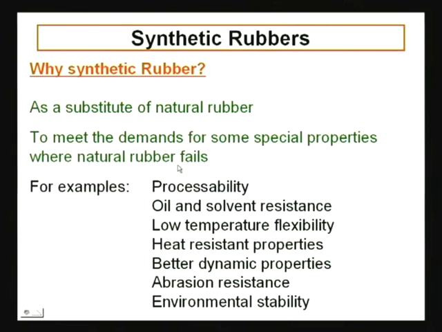For example, processability, oil and solvent resistance, low temperature flexibility, heat resistance properties, better dynamic properties, abrasion resistance, environmental stability. For example, say for a petroleum hose in the fuel filling stations, where the fuel, diesel or petrol, is pumped from the reservoir to the car, a pipe is used, and that pipe is made of rubber. There natural rubber is not suitable, because natural rubber will be swelled. Even if it is cross linked, it will swell in contact with diesel or petrol. But if you take some special synthetic rubber like nitrile rubber or chloroprene rubber, that is resistant to swelling in those oils.